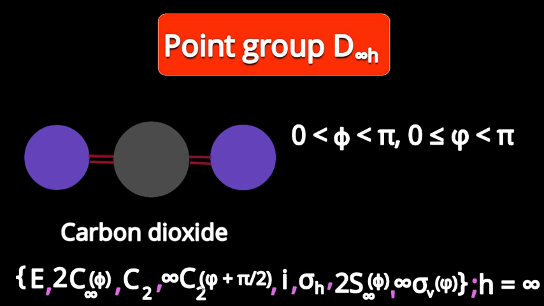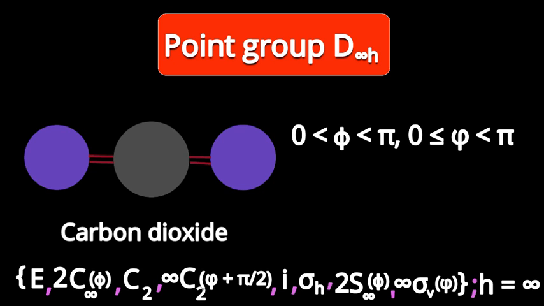There are double bonds between carbon and oxygen. It is a linear molecule. There is a horizontal plane. There is a center of inversion, which was not there in the C infinity v point group. So all possible operations are represented. First, identity. Second, double the C infinity operations with angle of variation phi. One of the C2 operations from that C infinity axis. Infinite number of C2 operations with angle of variation psi plus pi by 2.